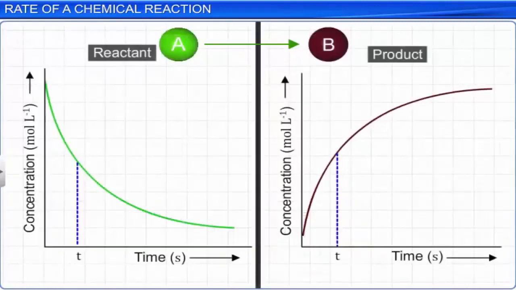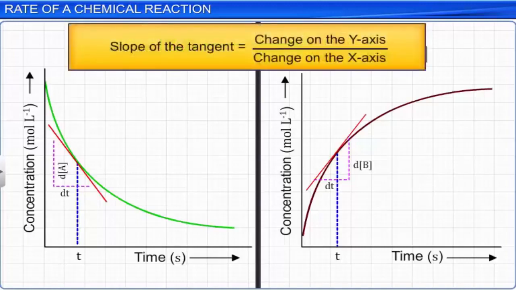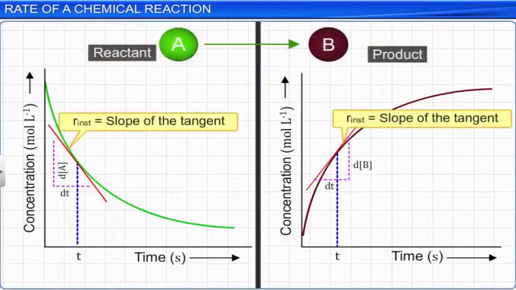Graphically, we can determine the instantaneous rate of chemical reaction at time t by drawing a tangent at time t on the curves for the concentration of either A or B, and then calculating its slope. The slope of a tangent gives the instantaneous rate of reaction at that particular time. The change on the y-axis divided by the change on the x-axis gives the slope of the tangent. From the graph, the slope of the tangent drawn gives the instantaneous rate. R instant equals minus dA by dt equals dB by dt.